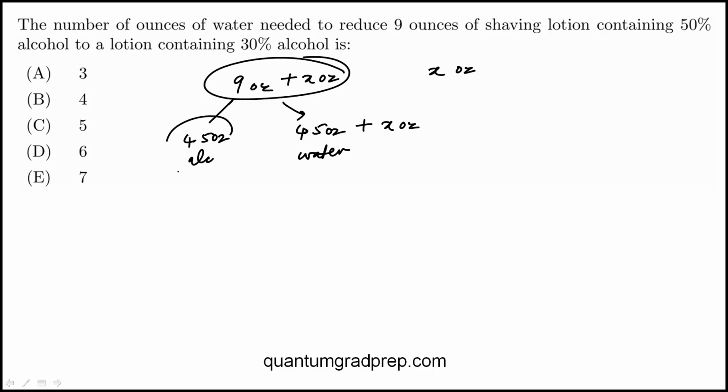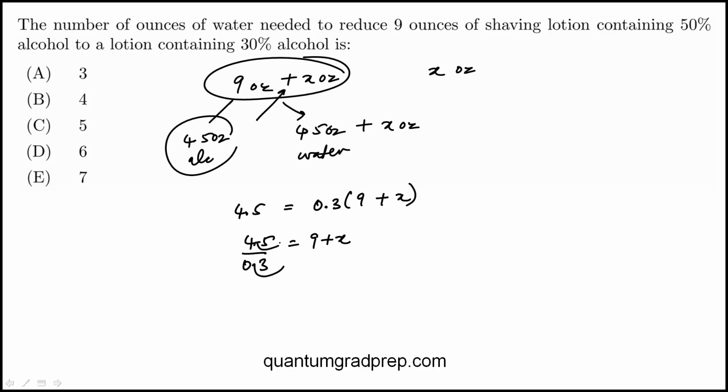So what I know is that this amount, 4.5, is 30% of that. So in many ways, it's similar to the previous setup, but it's just a matter of how you want to visualize this. And then just divide by 0.3 over decimal. That becomes 15. X is 6, and you have your answer.